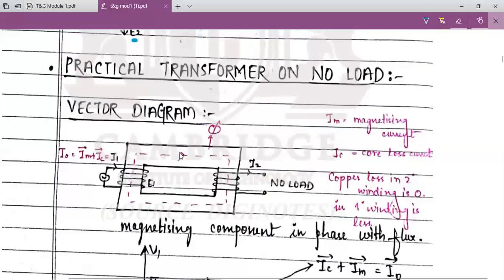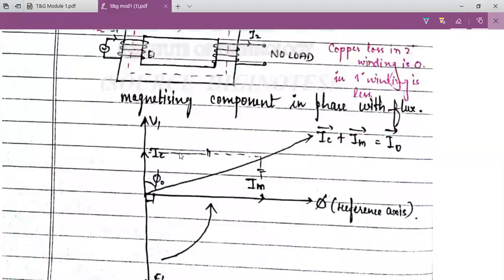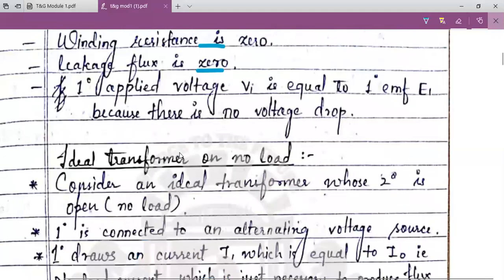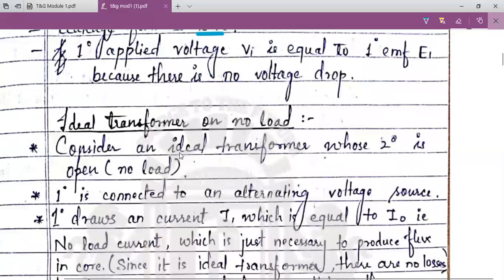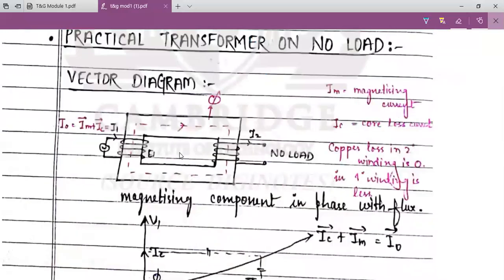So now here you can see no load input. One sec. The PDF is visible. Yes, sir.